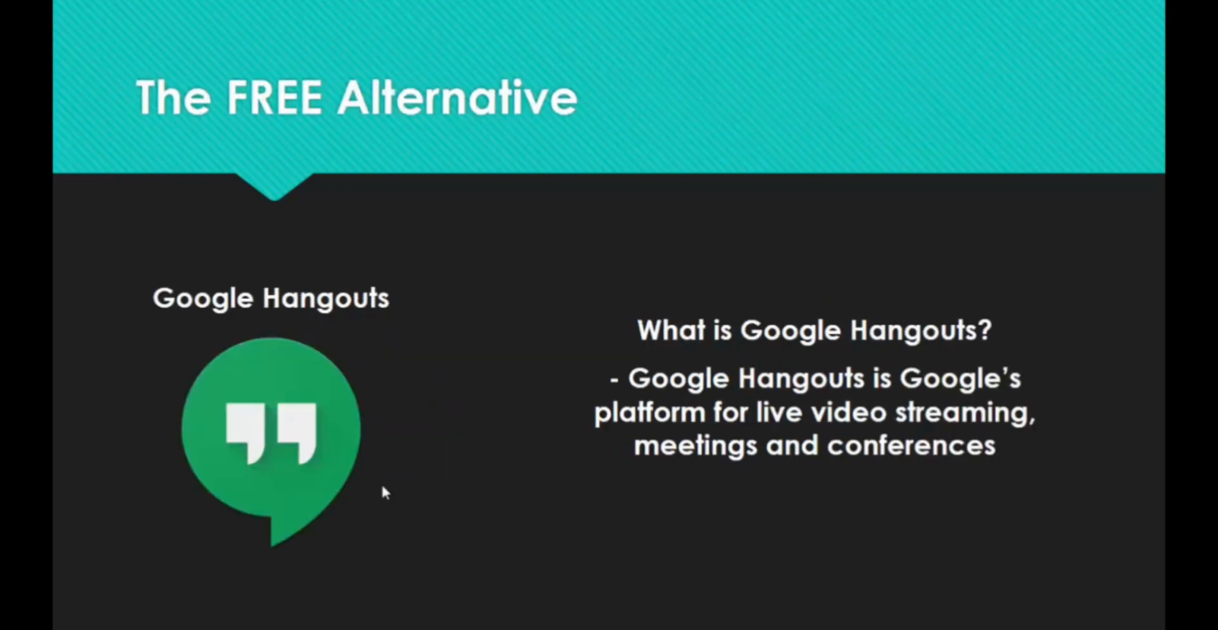Now we have the free alternative. This is the thing that we will use to create our free webinar page, or free webinar platform, so to say. We have Google Hangouts. Now, what is Google Hangouts? Google Hangouts is Google's platform for live video streaming, meetings, for example video calls or one-to-one meetings, and web conferences, maybe inside a company, inside a team, between people from different countries.